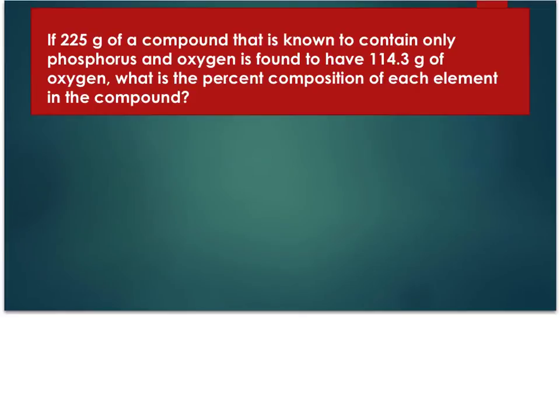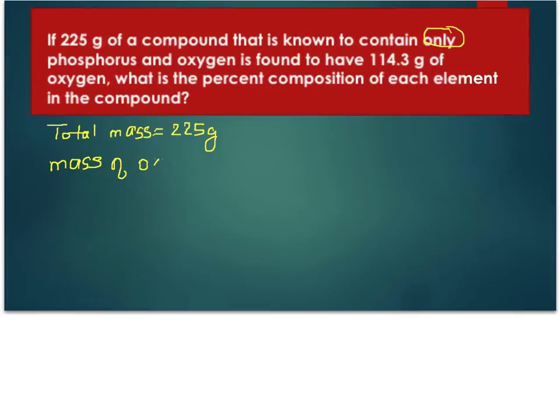Alright, in the second example, we're told if 225 grams of a compound that is known to contain only, the key thing here is only, phosphorus and oxygen, is found to have 114.3 grams of oxygen. What is the percent composition of each element in the compound? So what are we given? We're given the total mass, which is 225 grams. We're also given the mass of oxygen, which is 114.3 grams.